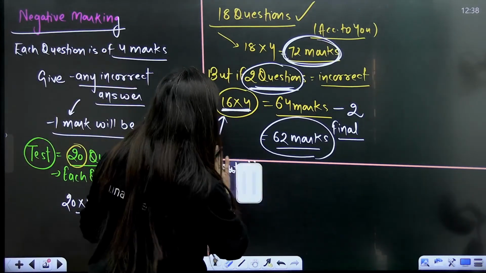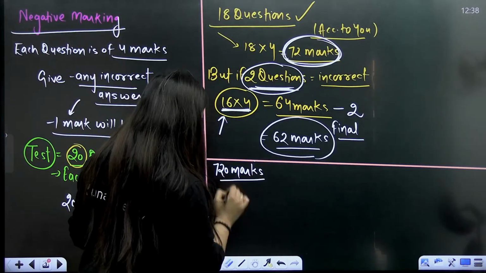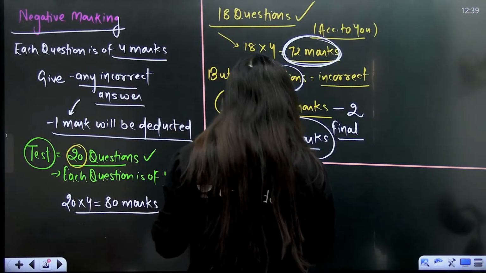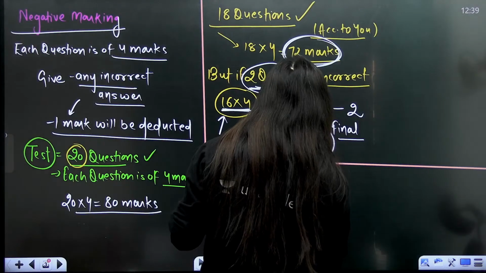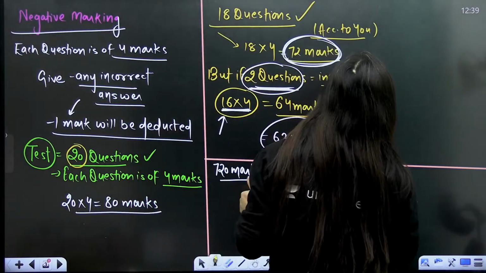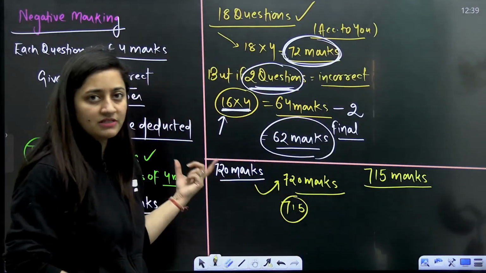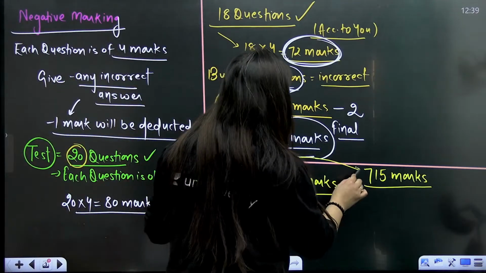Let's suppose your exam is for 720 marks. These days students are scoring very good marks. Sometimes students are getting a full house as well, that is 720 marks. Sometimes they get 715. Now let's imagine 715 marks are the marks of the topper, whosoever has topped this NEET examination.